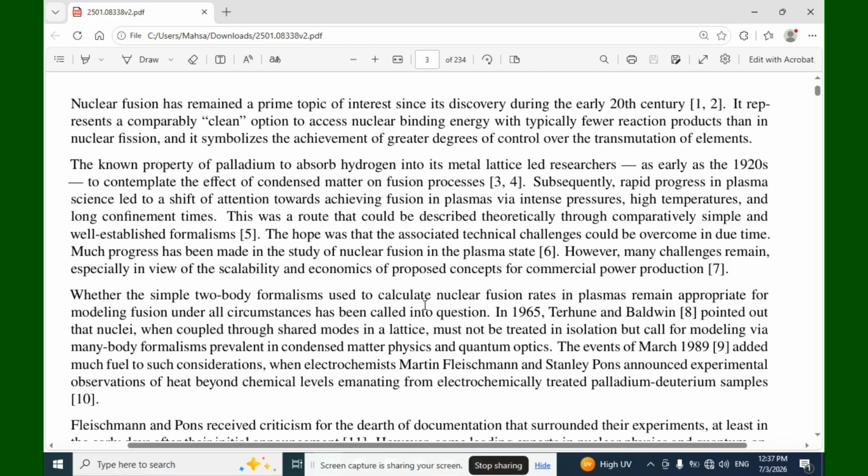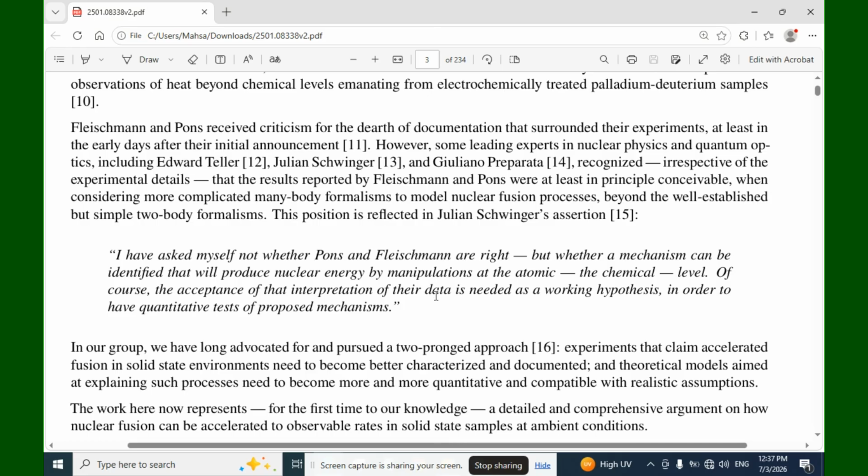The events of March 1989 added much fuel to such considerations, when electrochemists Martin Fleischmann and Stanley Pons announced experimental observations of heat beyond chemical level emanating from electrochemically treated palladium deuterium samples. Fleischmann and Pons received criticism for the dearth of documentation that surrounded their experiments, at least in the early days after their initial announcement in Reference 11.